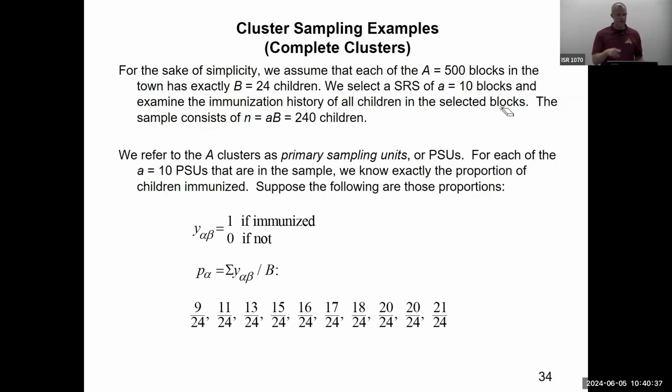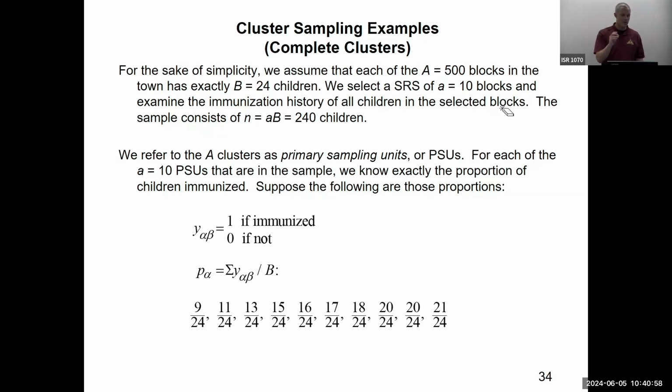In this context, we would refer to the capital A clusters within the town as primary sampling units, or PSUs. Those are the clusters that are sampled at the first stage of selection. So no stratification. This is just a cluster sample. We can think of everybody as coming from one stratum. No division of the population.